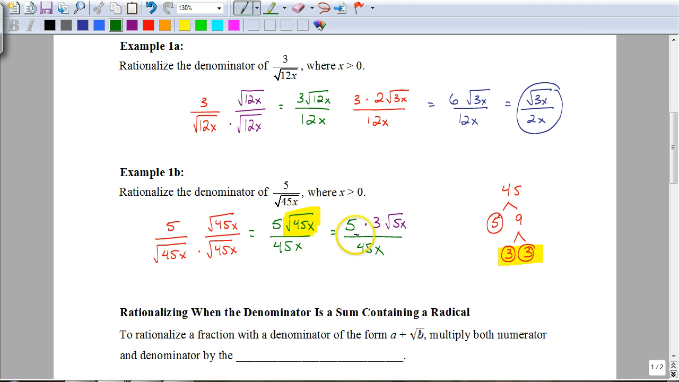So if you notice the difference between these two steps is that the square root of 45x is what we simplified over here. That simplifies to be 3 times the square root of 5x. We still have to multiply that times the 5. And then we're going to reduce the fraction. Well, 5 times 3 is 15.